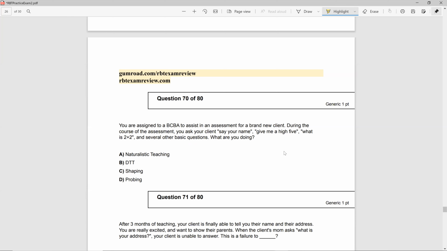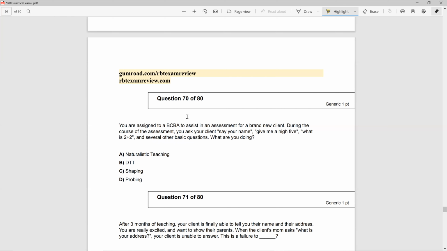What are you doing? So, brand new assessment, we need to determine what level our client is at. We want to get a good baseline and just get a sense of where they're at. So you're asking them a bunch of basic stuff. What's your name? Give me a high five. What is 2 plus 2? Okay. Basic questions, just kind of in the flow of things. What are you doing? Okay.